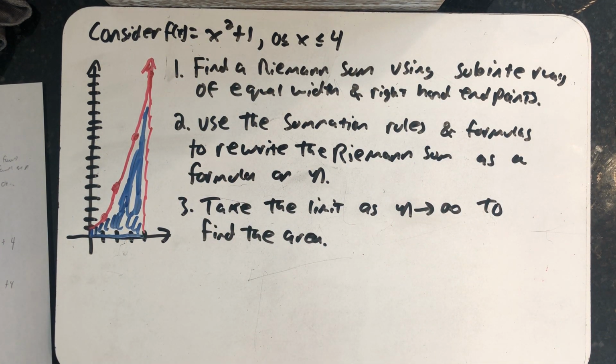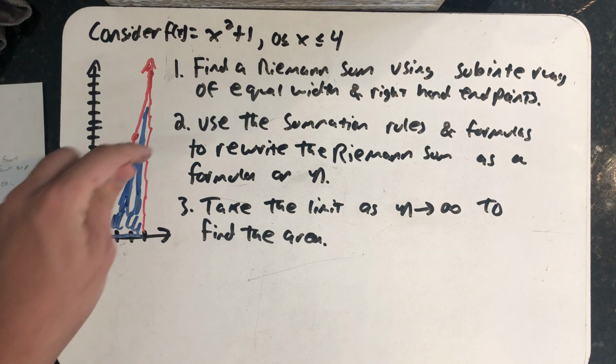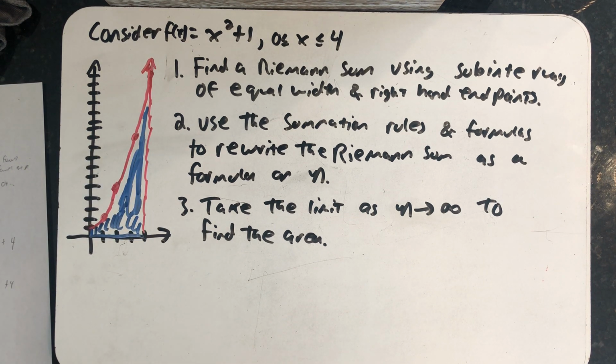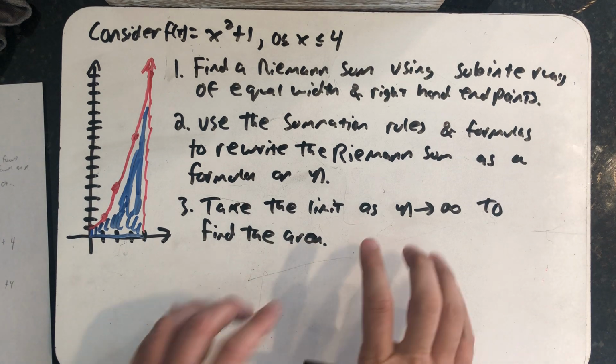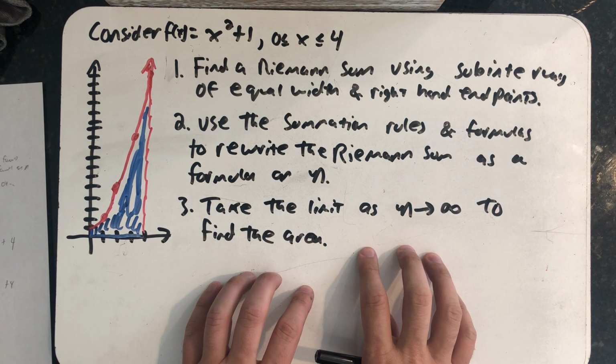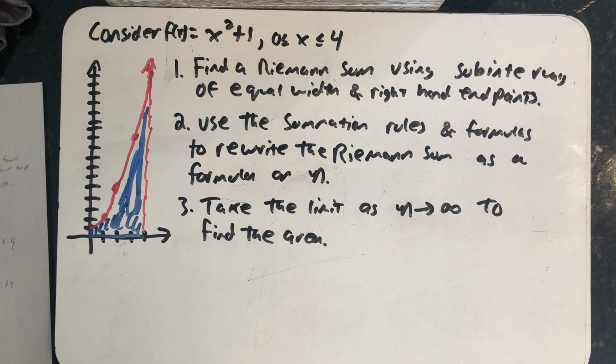First, we're going to find a Riemann sum using subintervals of equal width and right-handed endpoints. After we have that sum written down, we're going to use all the things we know about summation rules and formulas to rewrite that Riemann sum as a formula on the variable n. That way I'd have a formula with only an n in it, that if you told me a number of subintervals, I could respond and say this would be the approximated area. And then we're going to take a limit as n approaches infinity to find the actual area.